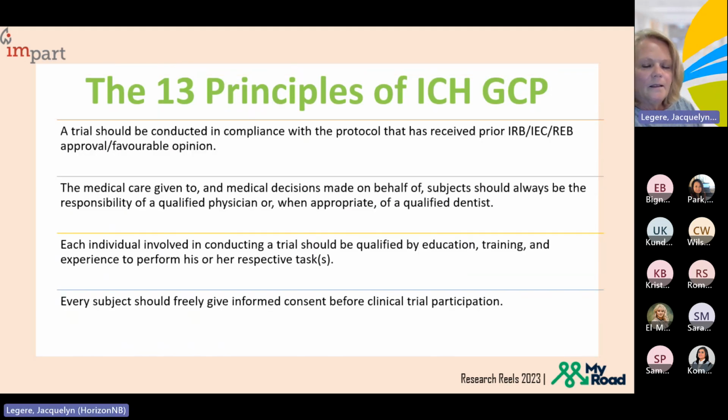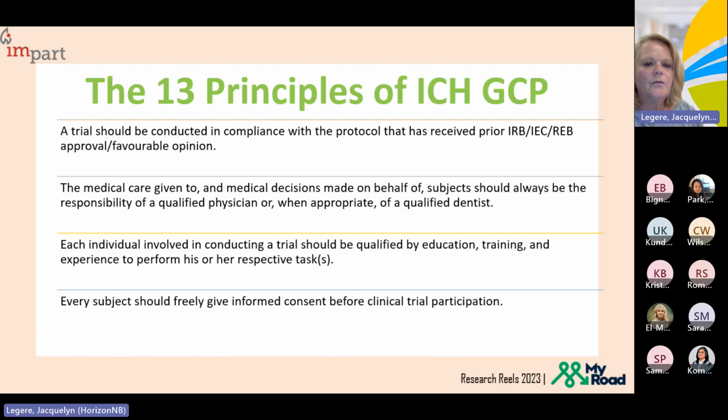A trial should be conducted in compliance with a protocol that has received prior IRB or IEC approval. Those are all your Research Ethics Board oversight committees. They're called different things: IRBs in the US, IECs or RECs in the UK, and REBs, Research Ethics Boards, in Canada.